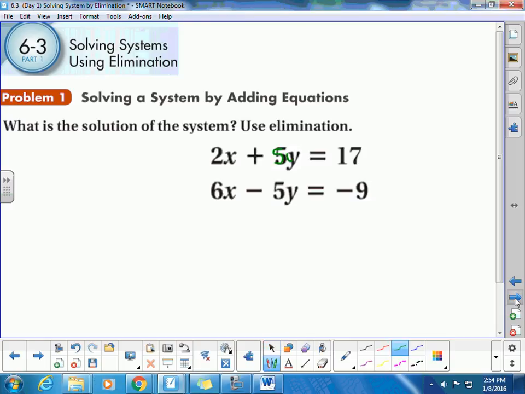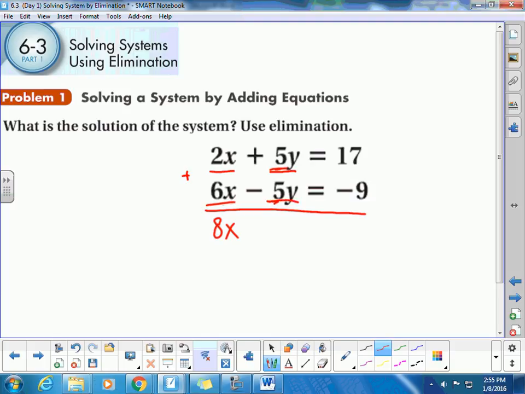Here we have this 5y, and here we have negative 5y. So if I add those two together, I know the y's are going to disappear, which is going to make my equation just be x's. So that's what I'm going to do. But it has to be a point where you have one coefficient on a variable, so the number in front of the y is the same, or just opposite of each other. So if I add these two equations together exactly as they are, I'm going to say 2x plus 6x is 8x.